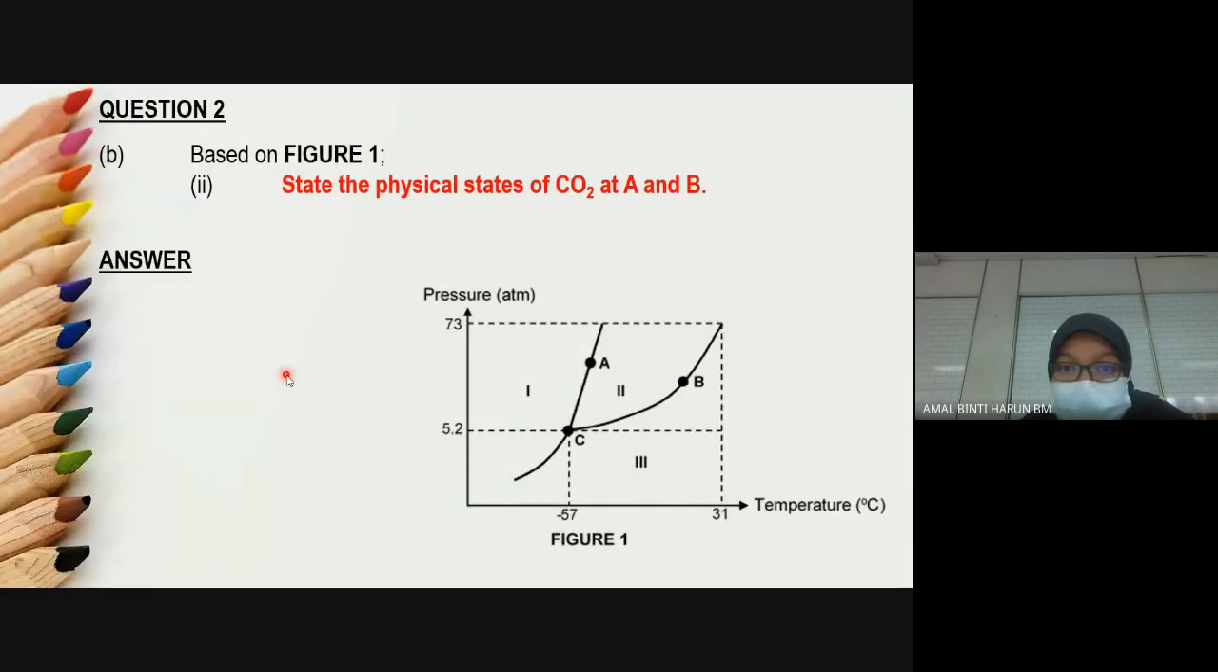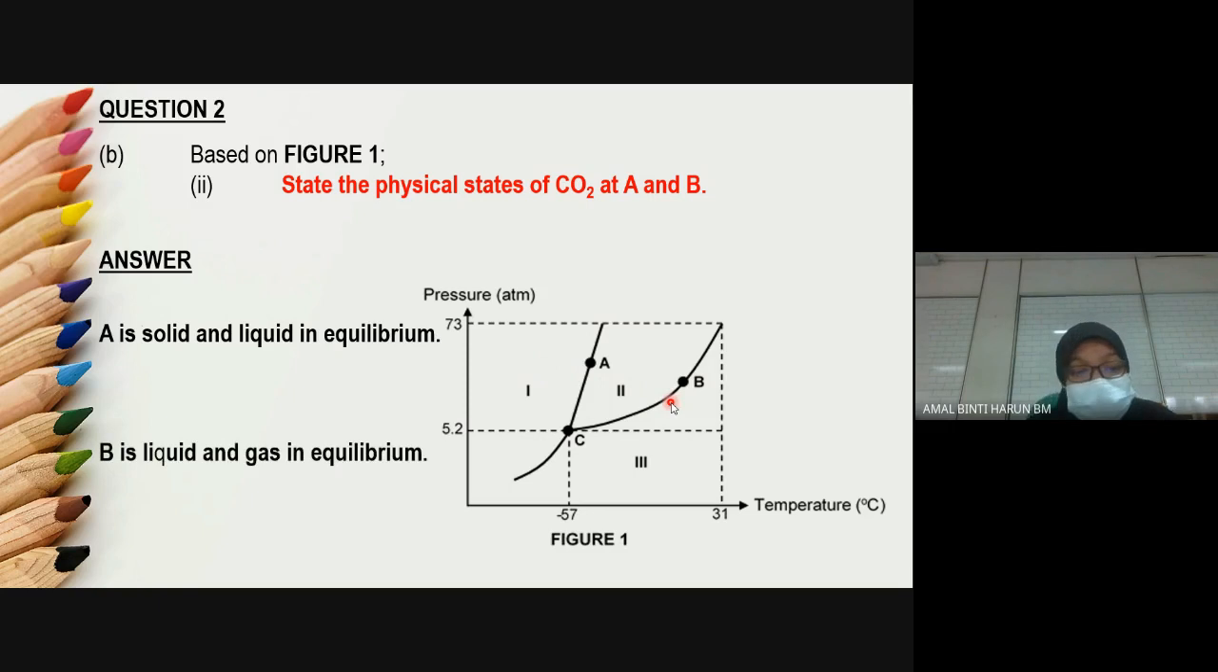And then the physical states of A and B. A is between solid and liquid. So on the line, it is the border of solid and liquid, so solid and liquid exist in equilibrium. While B, solid and gas exist in equilibrium. Solid and gas, liquid and gas, sorry. This is solid-liquid equilibrium, this is liquid-gas equilibrium.